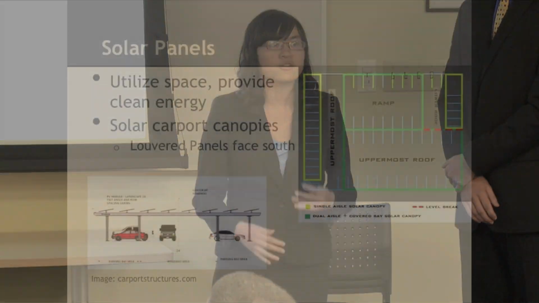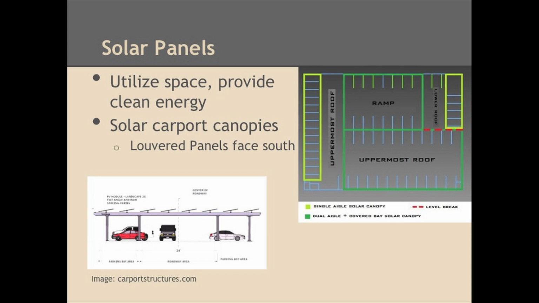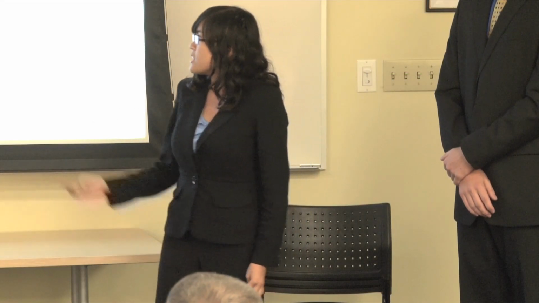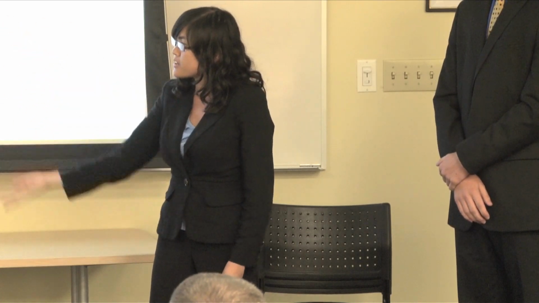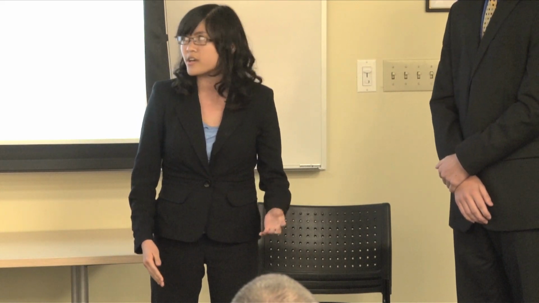We will also implement solar panels to utilize our limited space and to produce alternative energy for the power grid. We will do so by installing solar carport structures, as shown in the bottom image. As you can see, the solar panels are placed on top of the canopy, and they allow for parking below. The solar panels will face south in order to receive the most direct sunlight.